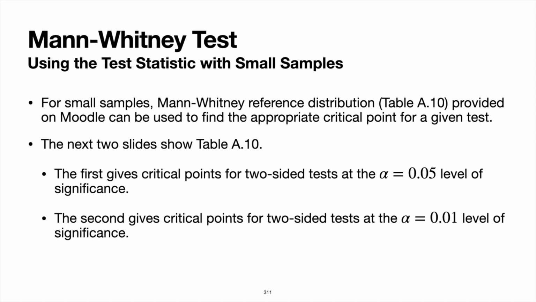The first slide gives table A10 showing critical points for two-sided tests at the 0.05 level of significance. So the first table is a 0.05 level table, but keep in mind that these critical points are for a two-sided test. The second slide gives the critical points for two-sided tests at the 0.01, or 1%, level of significance. Okay, so here is the first table, the table of critical points for a two-sided hypothesis test at the 5% level.